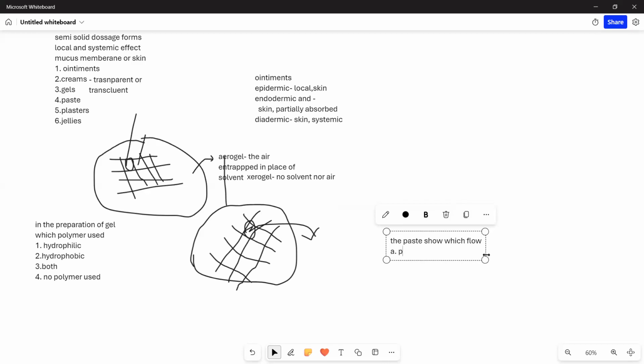A plastic, the pseudoplastic, the dilatant, the Newtonian. Come on, guys.